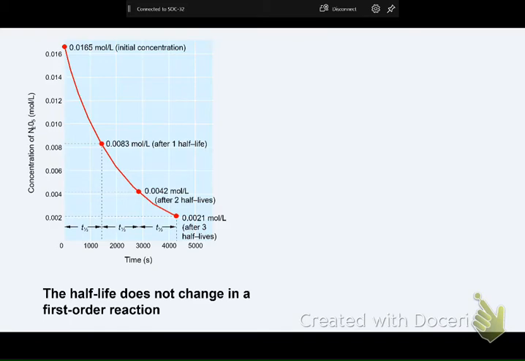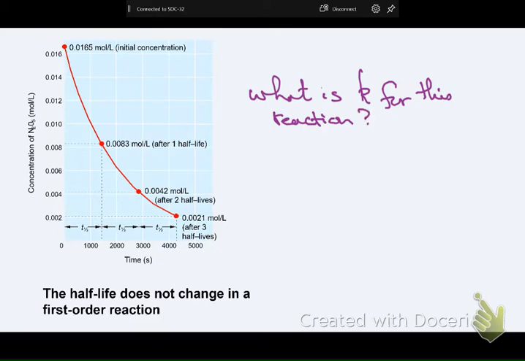Now let's say you want to calculate the rate constant. I want to say, what's K for this reaction? Then you can say, well, what does the half-life look like it is? Well, you have to kind of measure it. And what does that look like to you? There's 1,000, there's 2,000. This is not quite all the way. It's like 1 point, what?